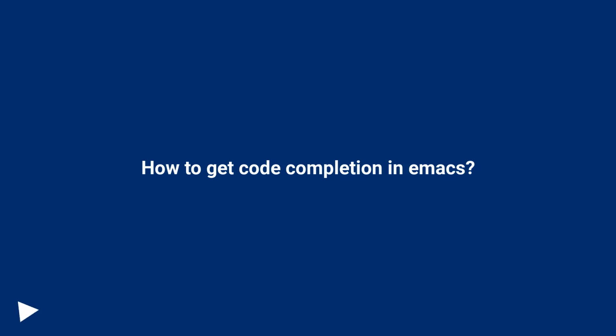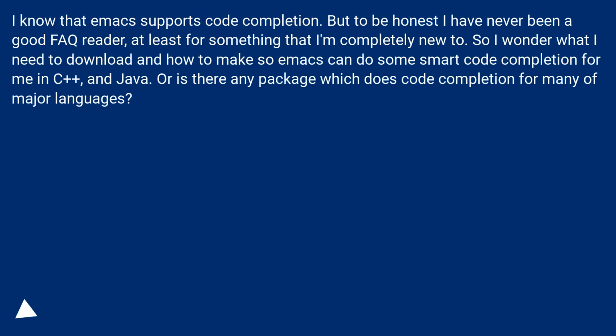How to get code completion in Emacs. I know that Emacs supports code completion, but to be honest I have never been a good FAQ reader, at least for something that I'm completely new to. So I wonder what I need to download and how to make Emacs do some smart code completion for me in C++ and Java. Or is there any package which does code completion for many of the major languages?